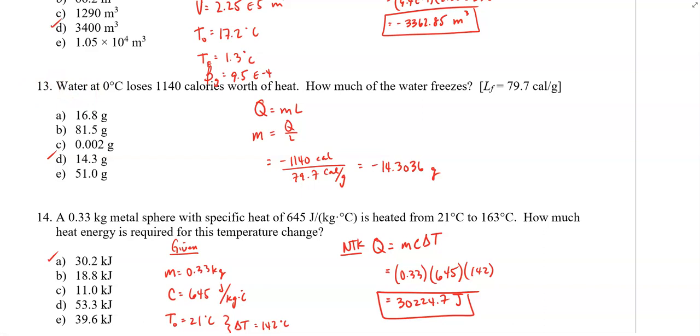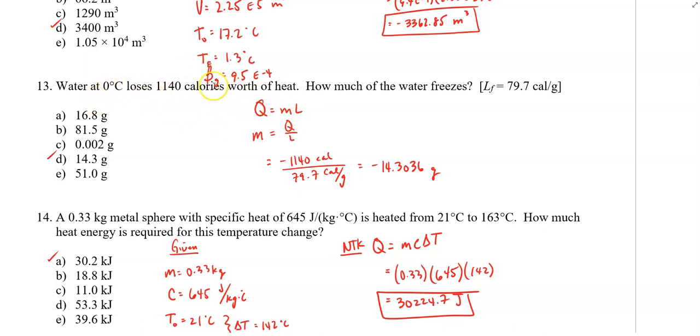For number 13, we start talking a little bit about calorimetry here and heat transfer. So water at 0 degrees Celsius loses 1,140 calories worth of heat.